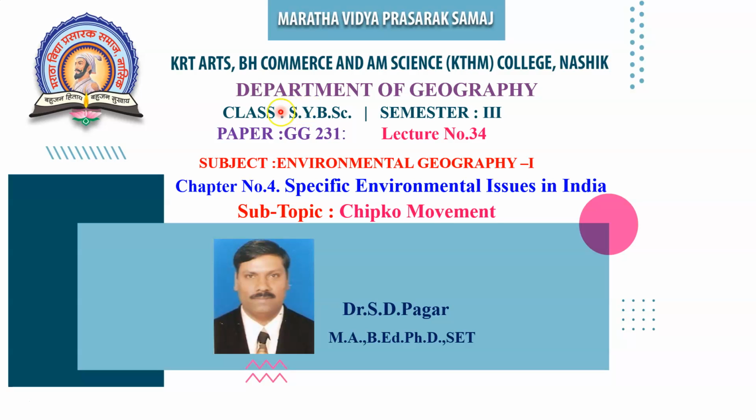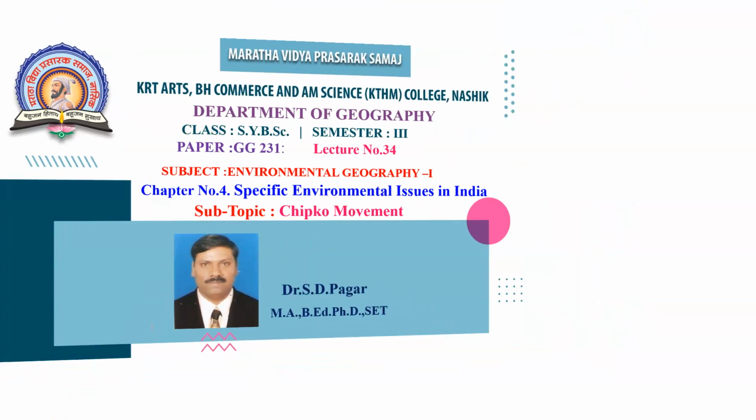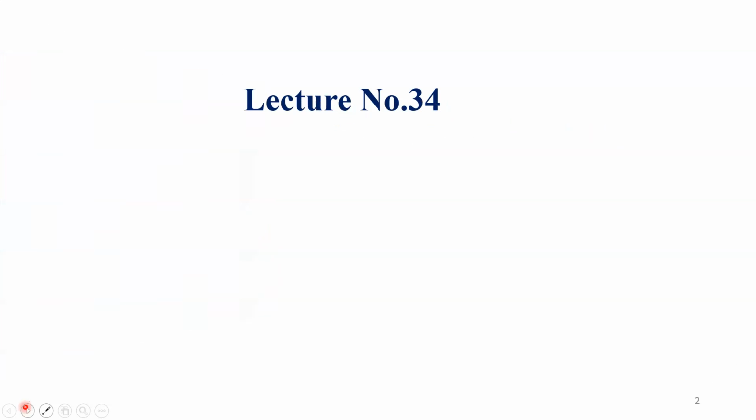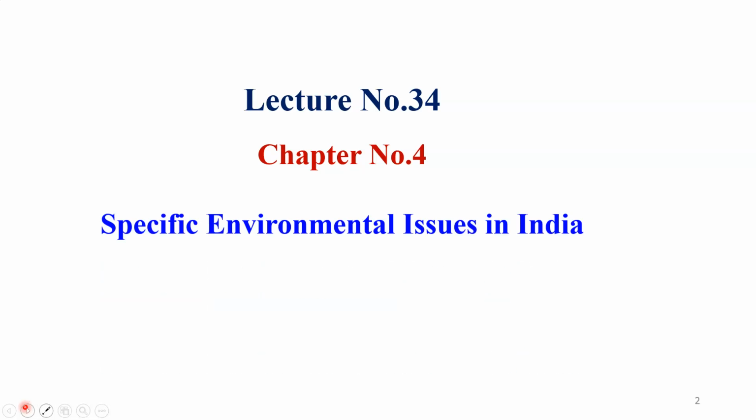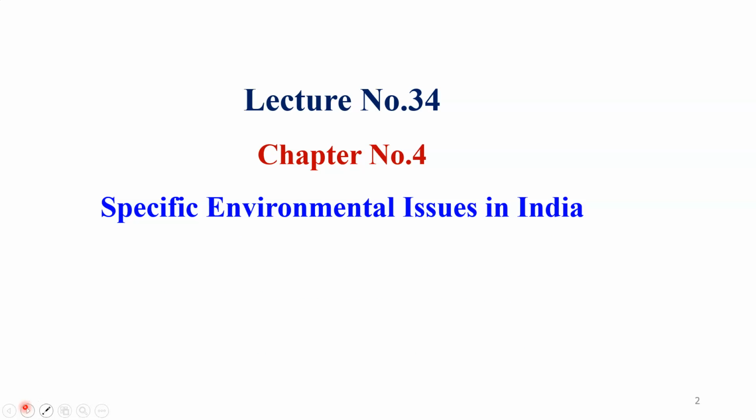Dear student, this is our S.Y.B.Sc class, semester 3rd, Geography paper 1st, that is Environmental Geography part 1st. It is our lecture number 34 of this subject. In this lecture, we are continuing with our fourth chapter, that is specific environmental issues in India.